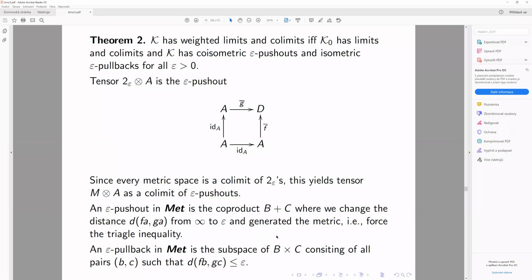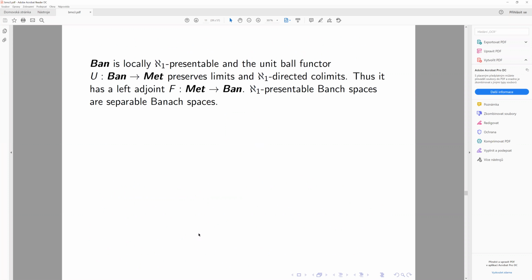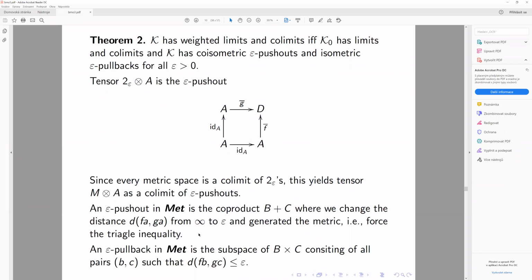Epsilon pullbacks are easier, because you just take the product and take the subspace of all pairs that have distance less than or equal to epsilon. A usual pullback has, in fact, those which belong to both. So here, instead of distance 0, I have distance less than or equal to epsilon. So this is the epsilon pullback in metric spaces. Good. So this is a kind of preparation. This theory is done for enriched categories.